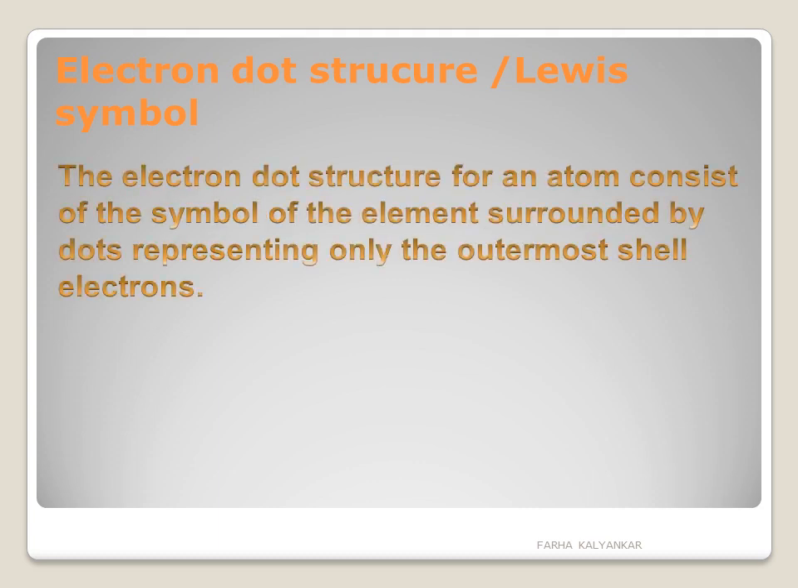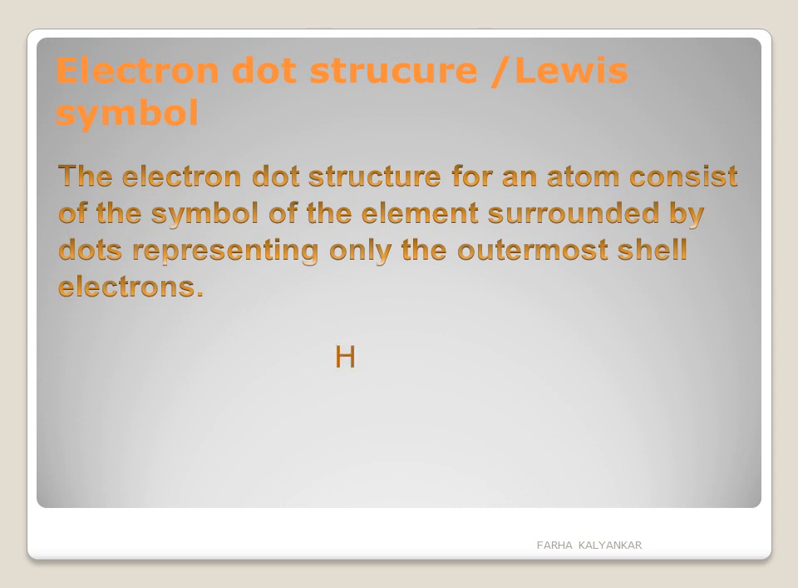Let's study a new concept, that is the electron dot structure, which is also called the Lewis symbol. The electron dot structure for an atom consists of the symbol of the element surrounded by dots representing only the outermost shell electrons, that is, the valence electrons.